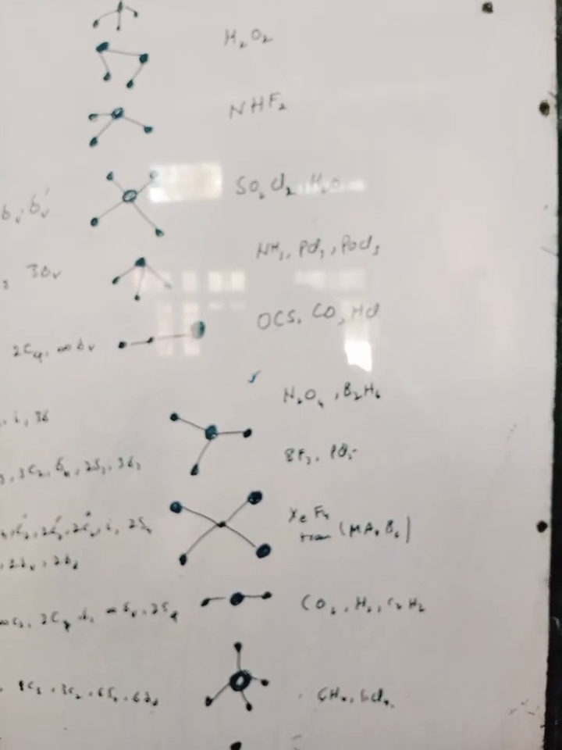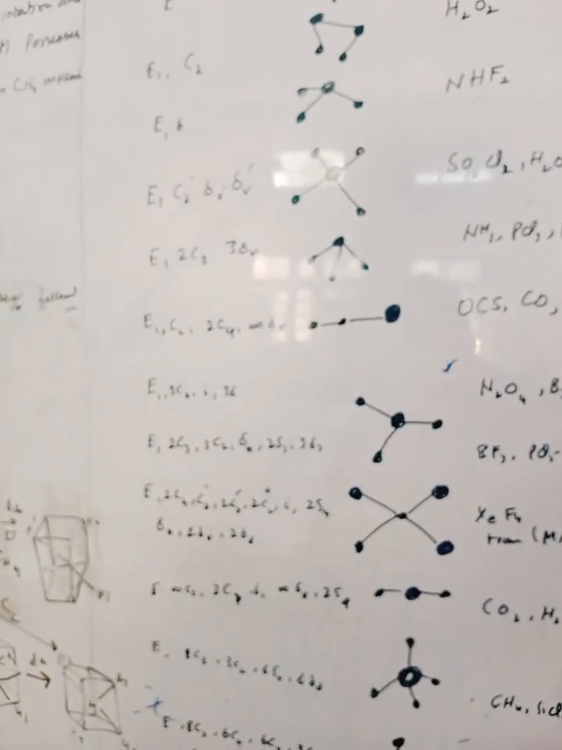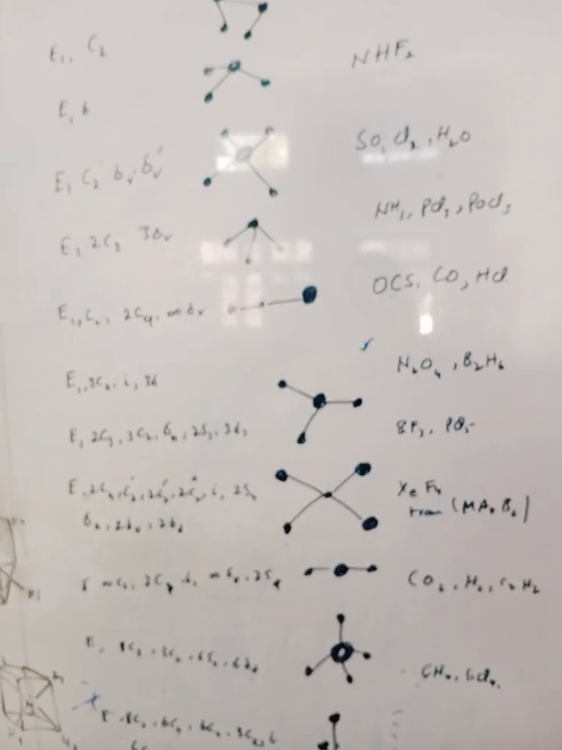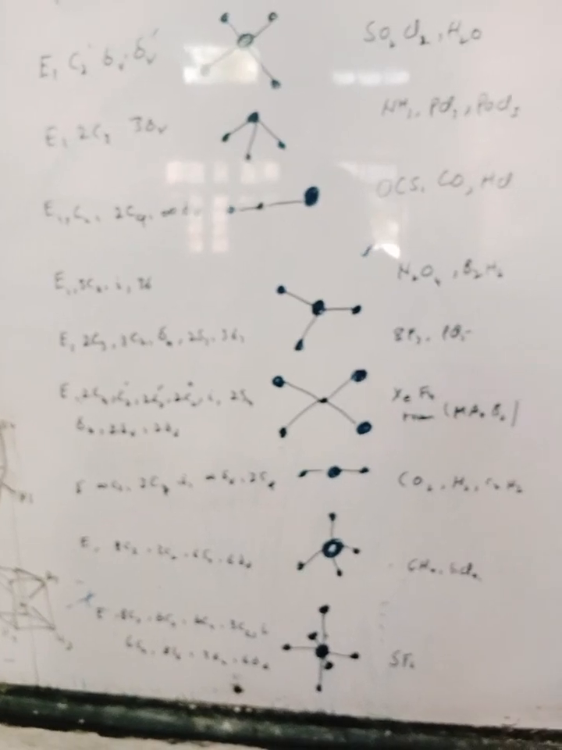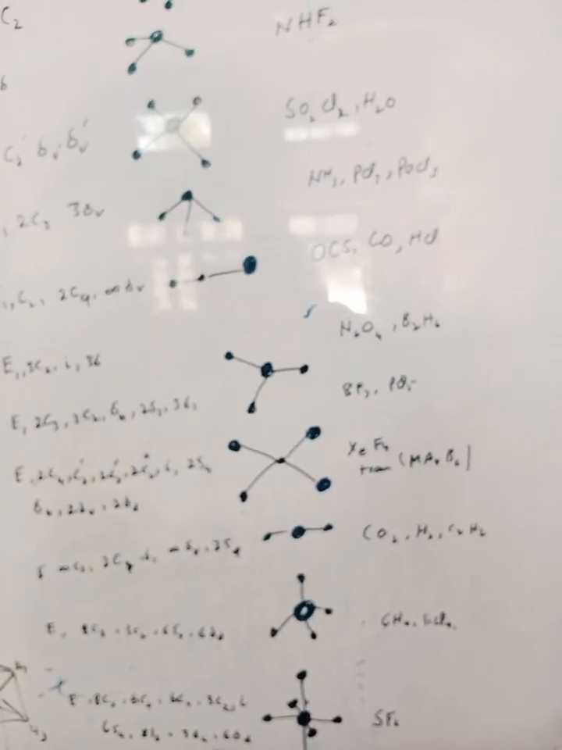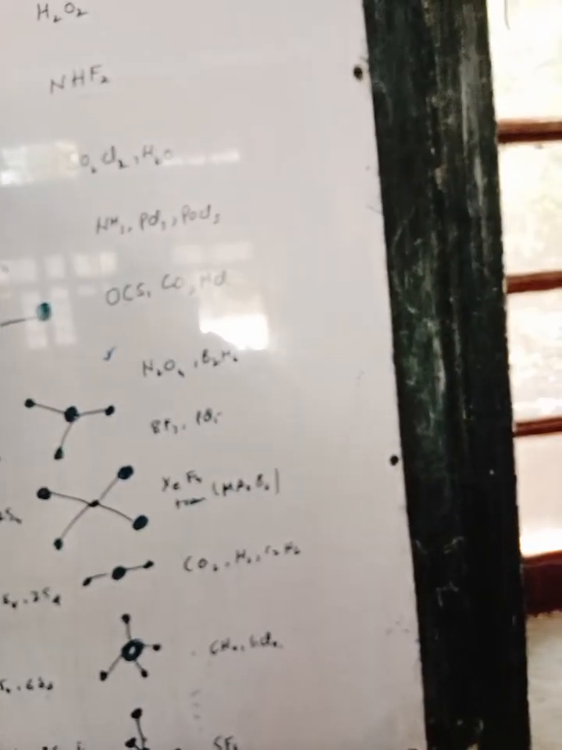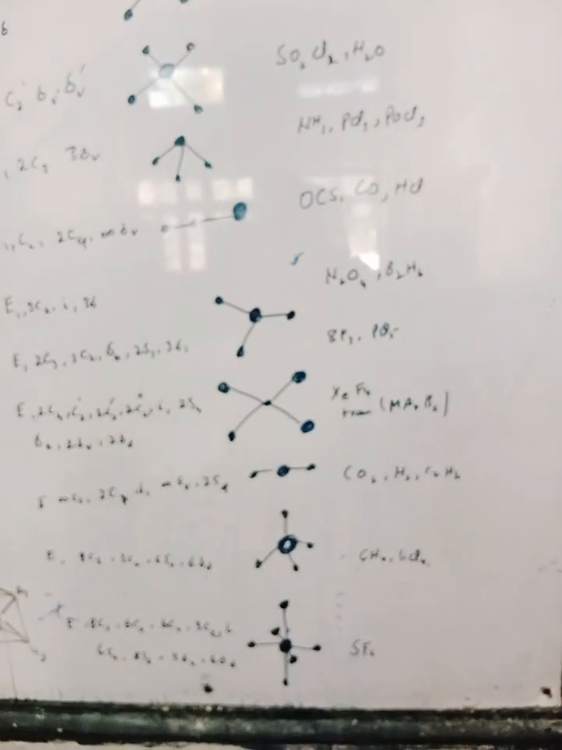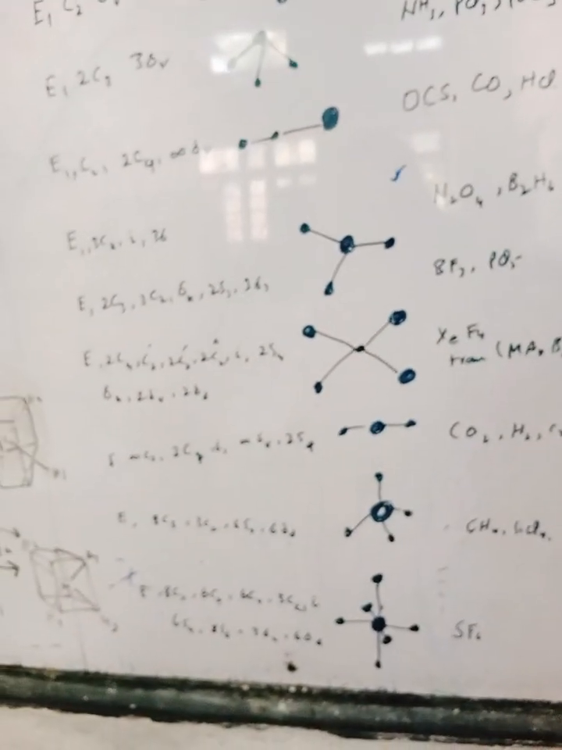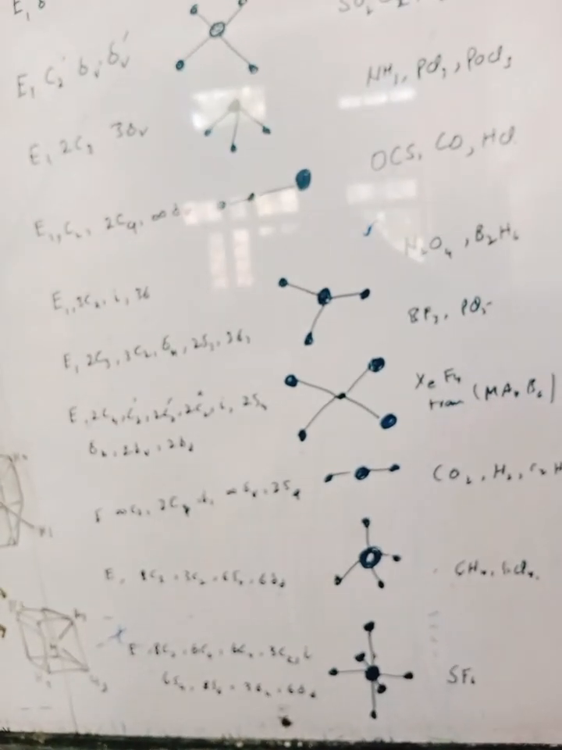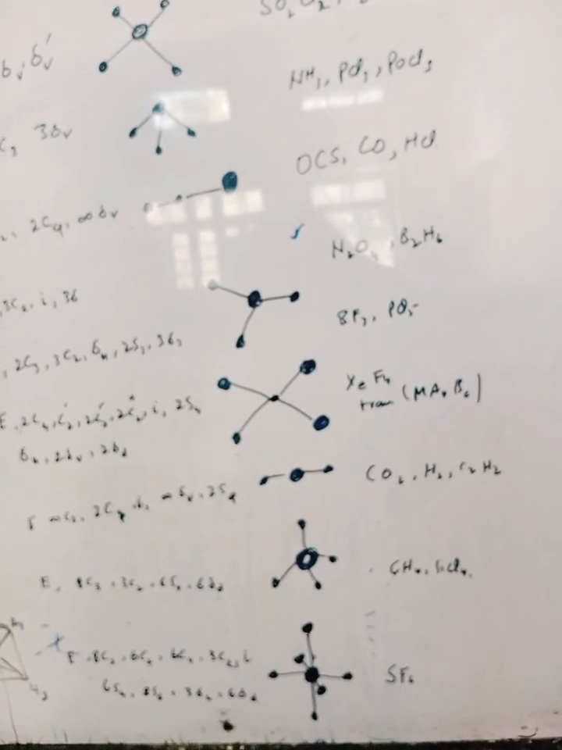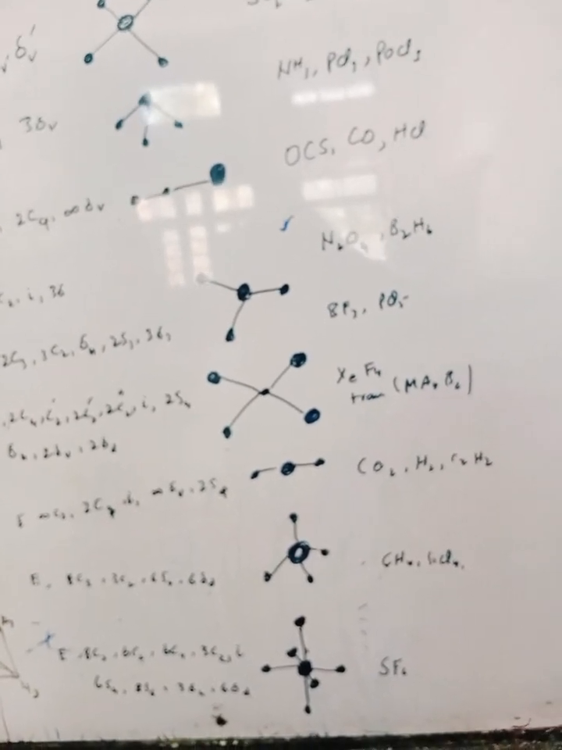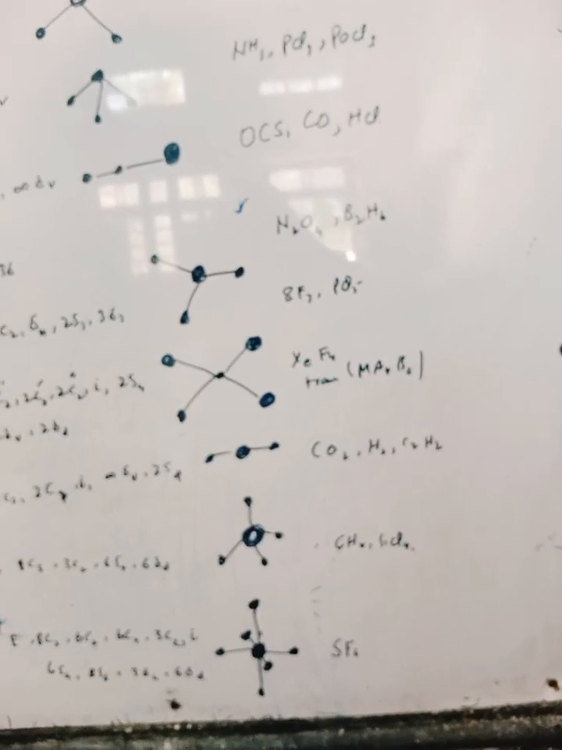Similarly, in ammonia, PCl3 and POCl3, there are E, 2 C3, and 3 sigma v symmetry elements. In N2O4, there are basically E, 3 C2, i, and 3 sigma planes. At the end, there is SF6, in which there are identity, 8 C3, 6 C4, 6 C2, i, 6 S4, and 8 S6, 3 sigma h, and 6 sigma d.